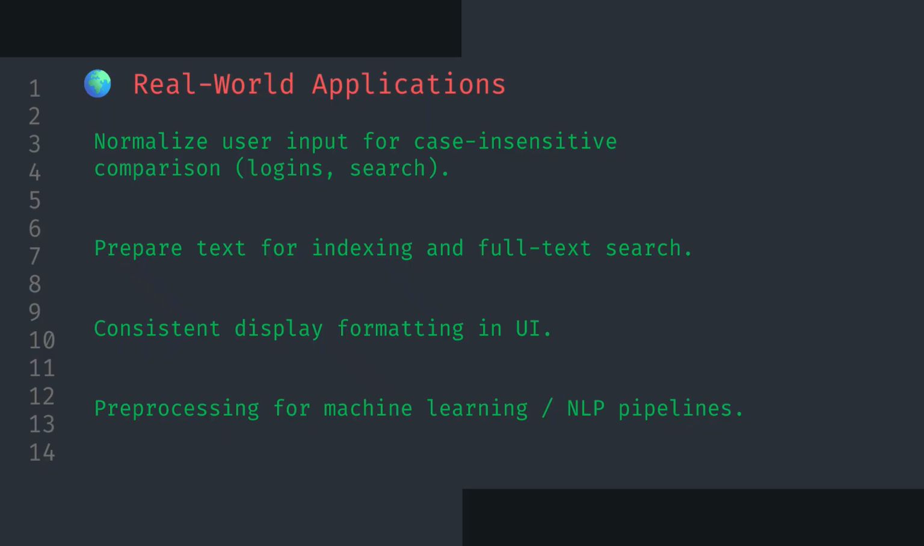Lowercasing is everywhere. Search engines and login systems both rely on normalization to avoid mismatches. In NLP pipelines, it is a common step before tokenization and stop word removal. Remember to consider whether you want culture-specific lowercasing or an invariant form, depending on your use case.